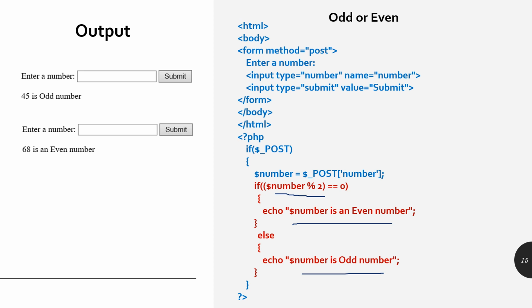If you run this program, while executing this form you will get the display, and you need to enter a number here and press the submit button so that the result is displayed. For example, 45 is an odd number. Similarly, 68 is an even number. This is about odd and even.